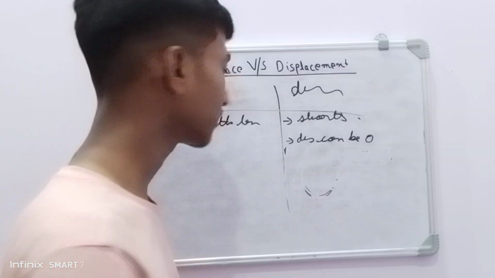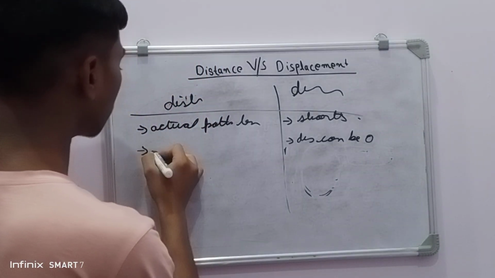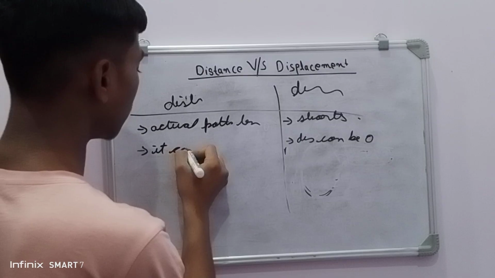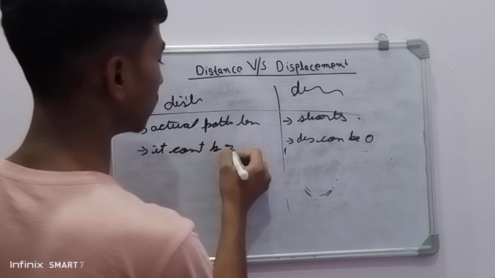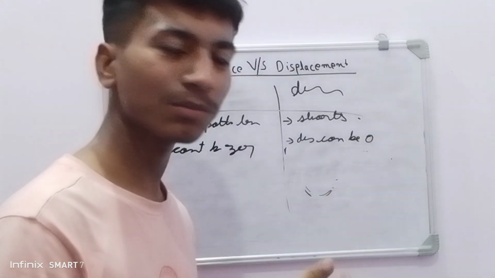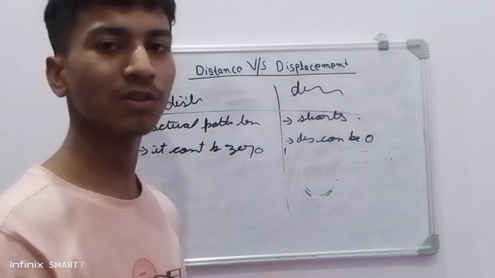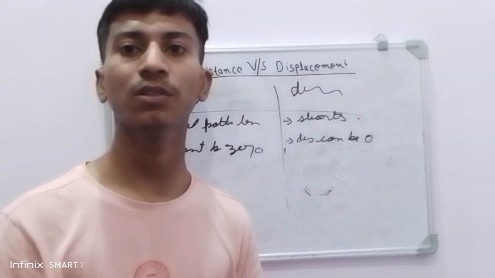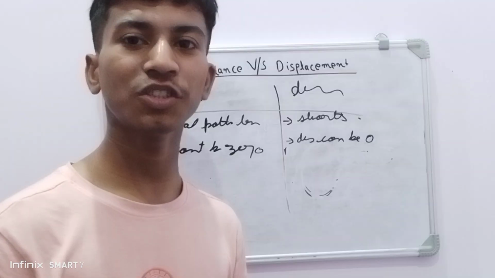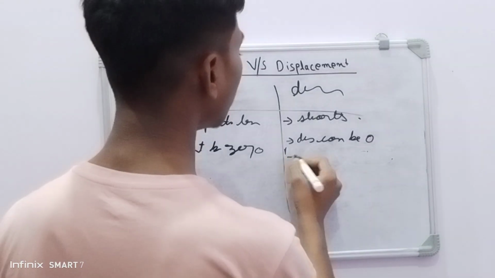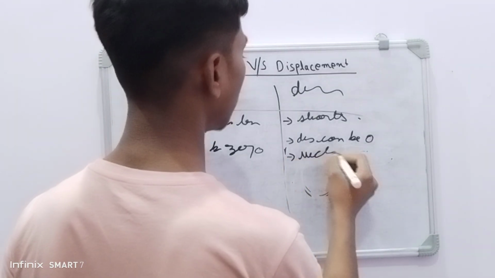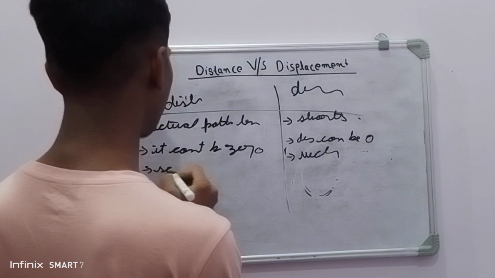Distance cannot be zero, because when an object travels, how could it be zero? But displacement could be zero. And one major thing you should also remember: displacement is a vector quantity and distance is a scalar quantity.